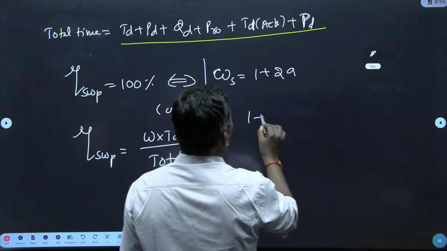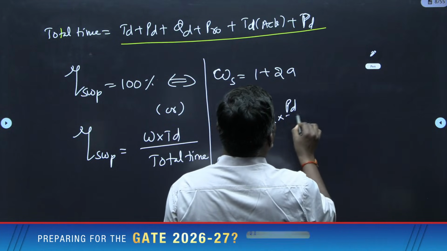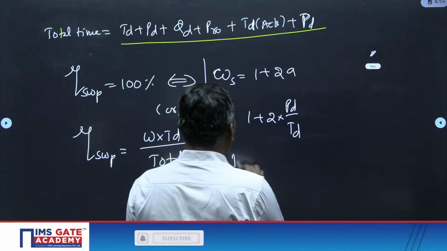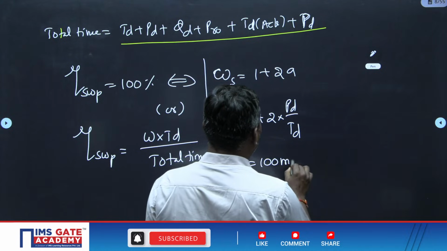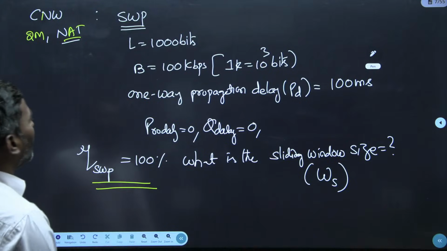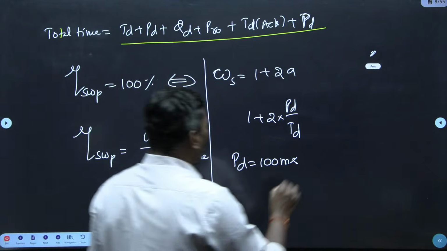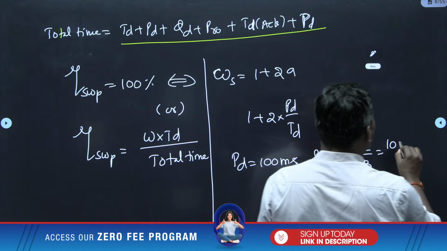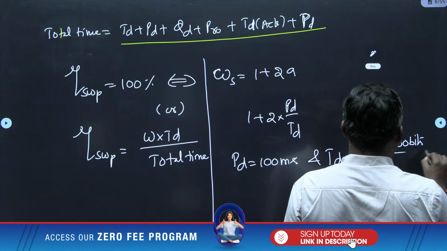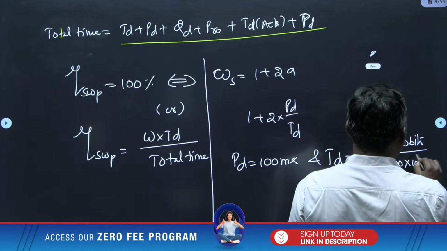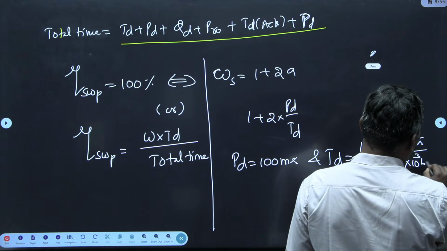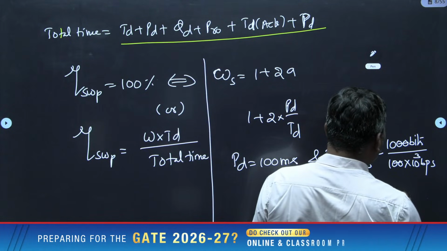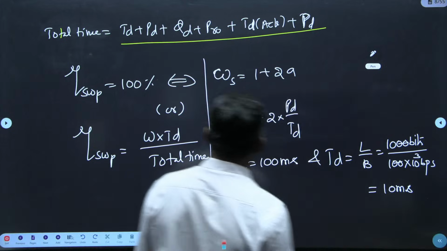What is 1 plus 2a, sir? It is 1 plus 2 into propagation delay by transmission delay. Just calculate the propagation delay by transmission delay. The one-way propagation delay is already given, 100 milliseconds. So we need to calculate the transmission delay. That value is L by B. So 1000 bits is given, divided by bandwidth, 100 into 10 to the power 3 bits per second. The zeros cancel, so this value is simply 10 milliseconds.